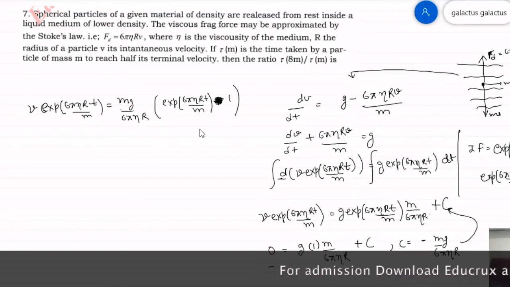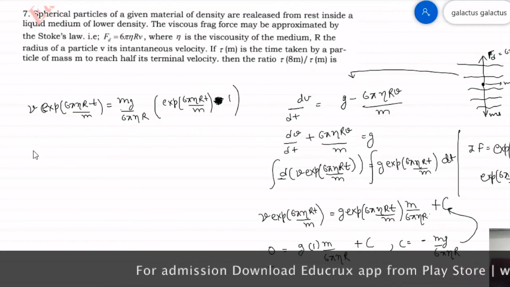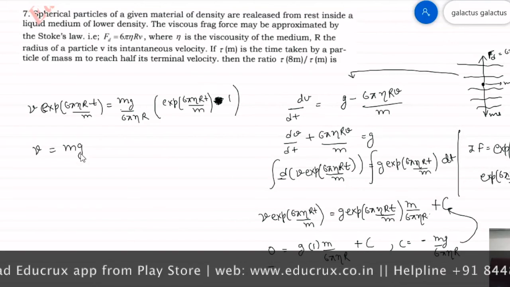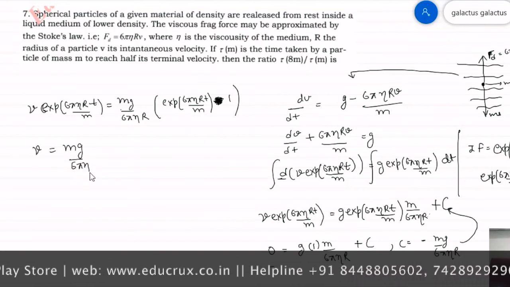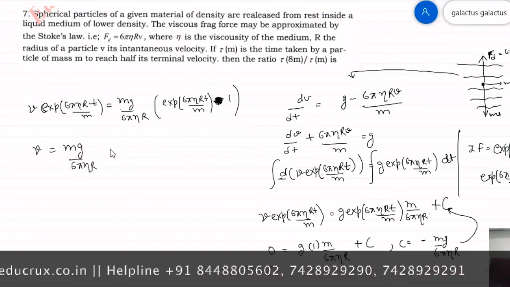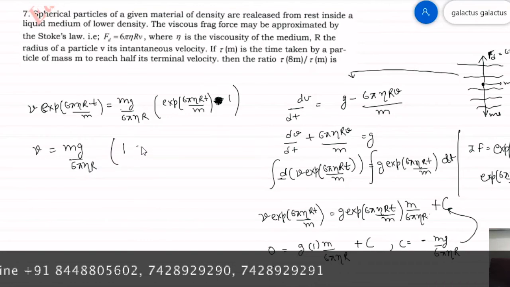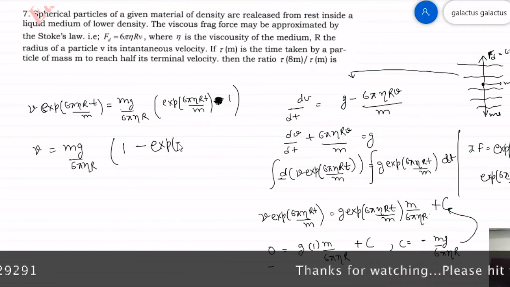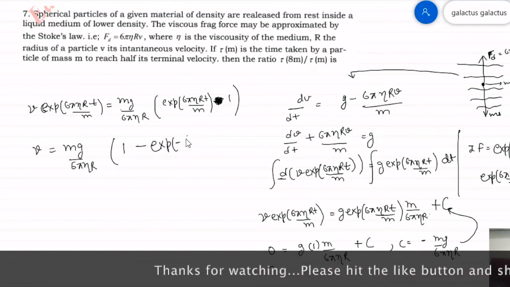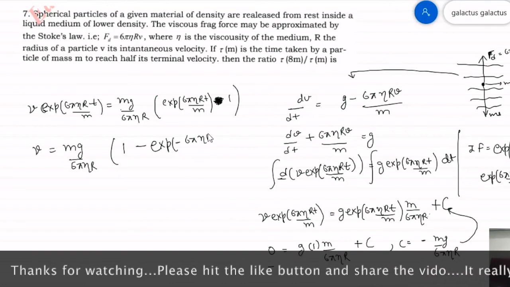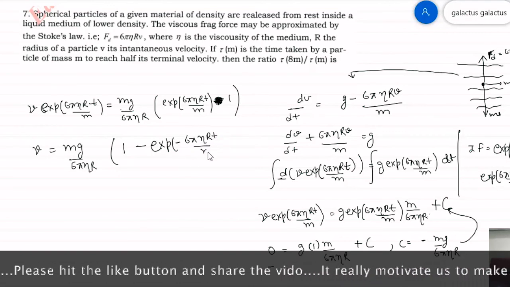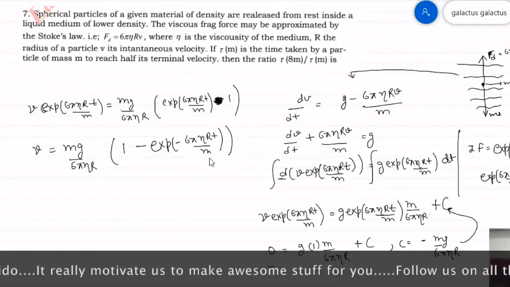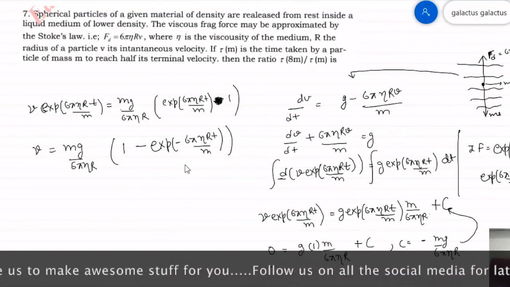So this will be our equation. So if I take exponential to this side, I will get v is equal to mg upon 6 pi eta r, and this will be 1 minus exponential minus 6 pi eta r t by m. Okay, so this will be our final equation.